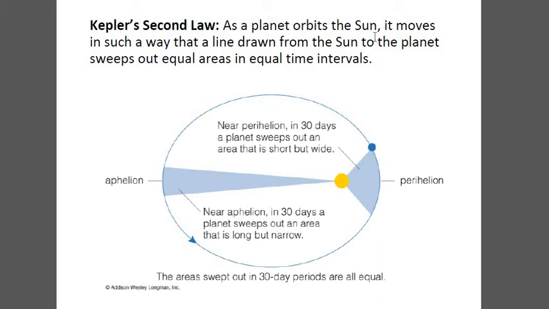Whenever you draw a line from the sun to the earth, at equal time intervals, say 2 seconds, 4 seconds or 5 seconds, it moves in such a way that the line from the sun to the planet sweeps out equal areas. In 30 days a planet sweeps out an area that is short and wide, and in another 30 days an area that is long but narrow. If you calculate the area, you will get equal areas only.